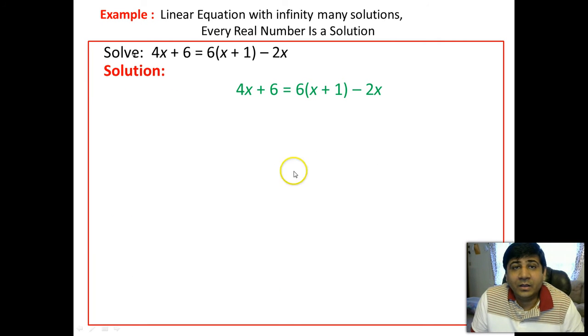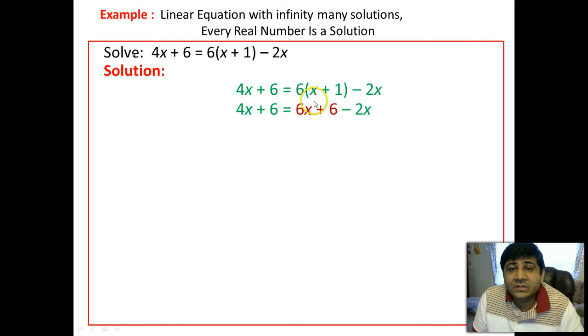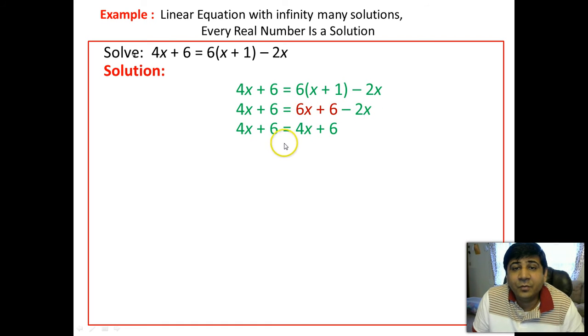Let's talk about another equation in which you have infinitely many solutions. Every real number is a solution. This equation is given to you. Let's distribute this 6. We will solve it as it is, without knowing what is happening here. If you distribute this 6, you will have 6x plus 6 minus 2x. Combine like terms, you have 4x plus 6 equals 4x plus 6. So 4x cancels and you will get 6 equals 6.